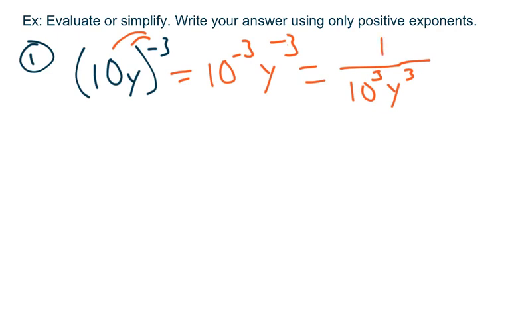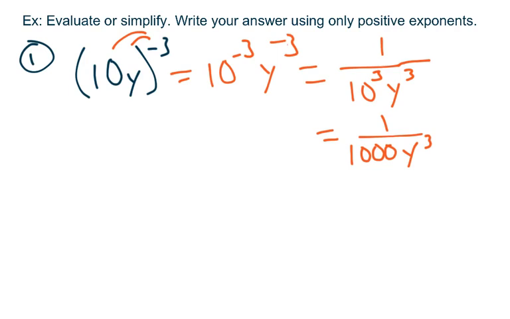Nothing left on top, so it's going to be 1. So then this becomes 10 to the third. We know what that is. Or what you can do, you can type that in your calculator, get 1,000, and then y to the third on the bottom. Let's try that 3 again. 3. Okay, so 1 over 1,000 y to the third.